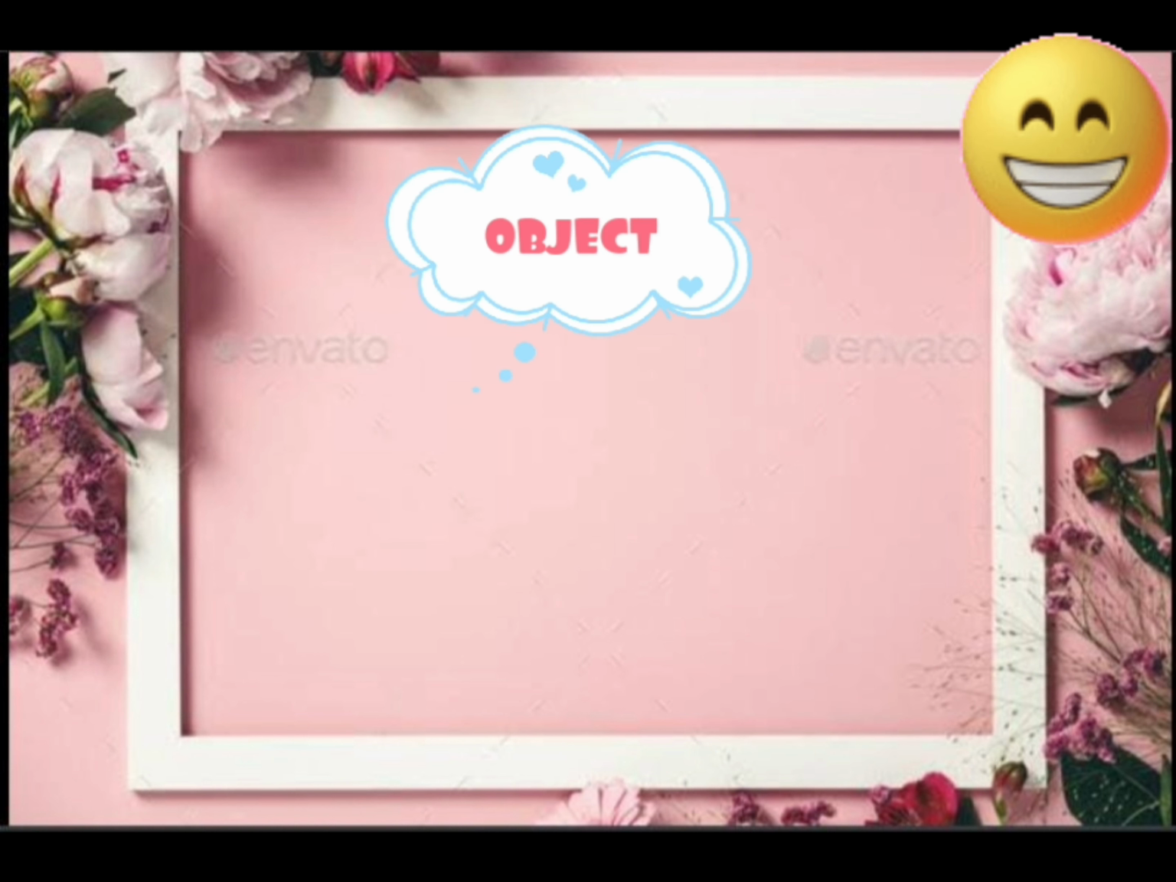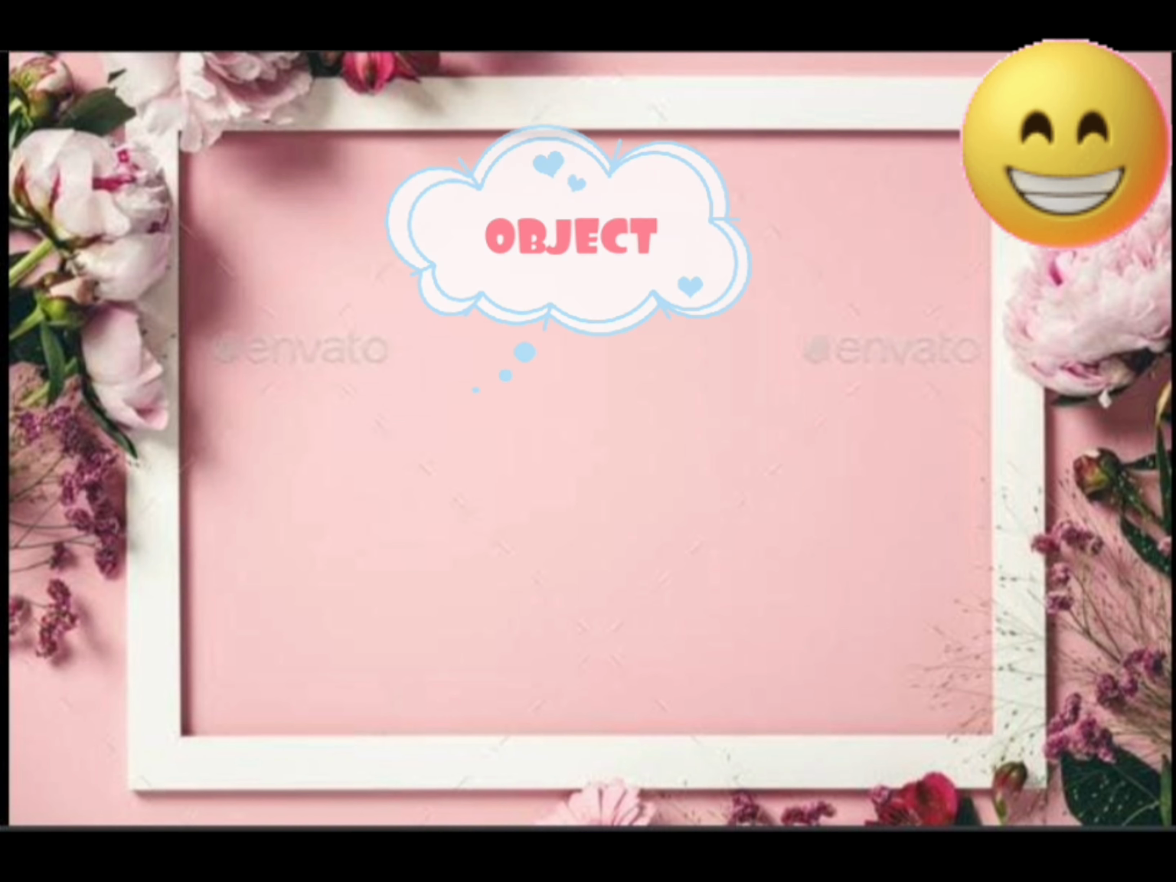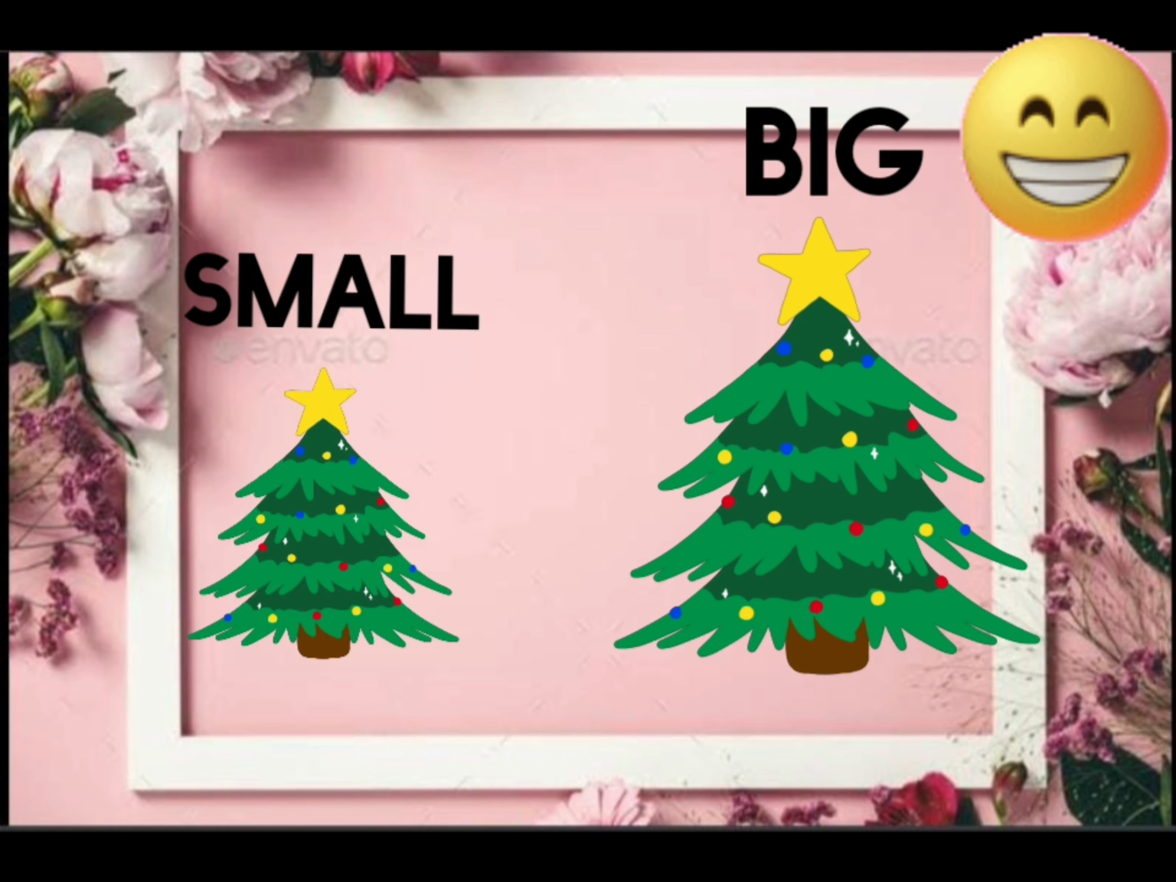When we compare objects based on their size, it can be big or small. Look at the picture of a tree. Which one is big and which one is small? Yes, this one is big and this one is small.